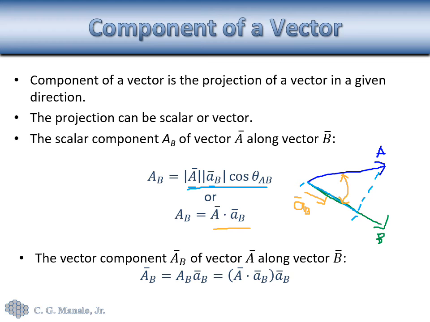The other component is called the vector component. So if we want to get the vector component of A along B, so that would be this arrow. So we just take this result and associate with that the unit vector B. Okay, so this one is simply this, and we associate the unit vector AB, or that can be written as this one.